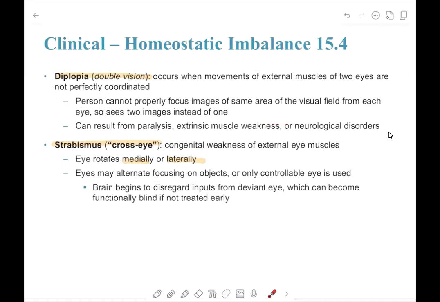The next one is called strabismus, or cross-eyed, and there's a couple different types. It's due to problems with the external eye muscles, which we just talked about on the last slide. It can occur when the eye rotates medially more than it should or laterally more than it should. If it rotates medially more than it should, it's called internal strabismus. If it rotates laterally more than it should, then it's called external strabismus.